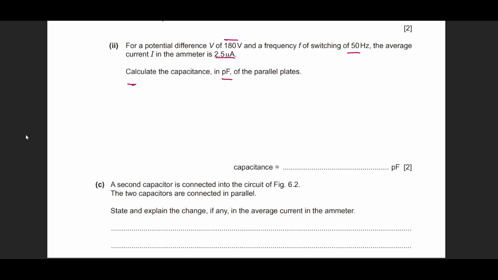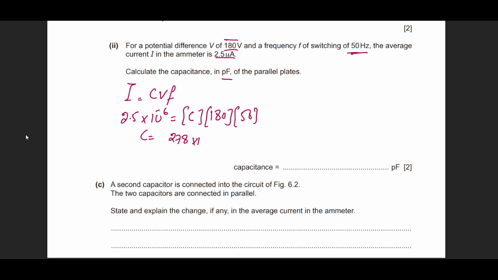It's okay. So I equals CVf. Current is 2.5. Please make sure that you use the proper prefixes. 2.5 times 10 raised to the power minus 6 equals capacitance times voltage times frequency, and capacitance is what we need to find out. Voltage is 180, which is given to us, and the frequency is 50 hertz, given to us again. So C will be equal to 278 times 10 raised to the power minus 12 farads, which is going to become 280 picofarads.